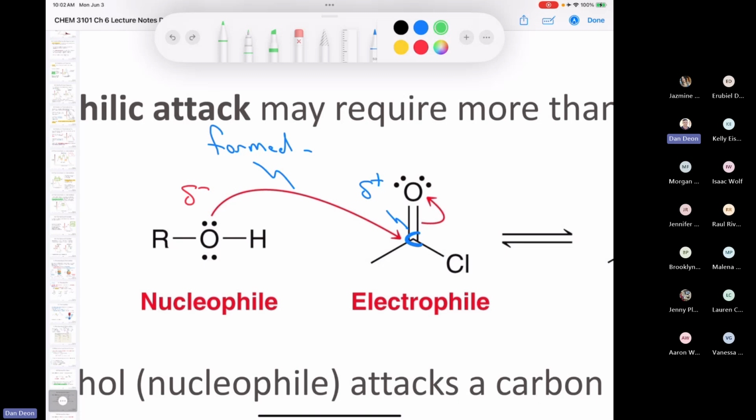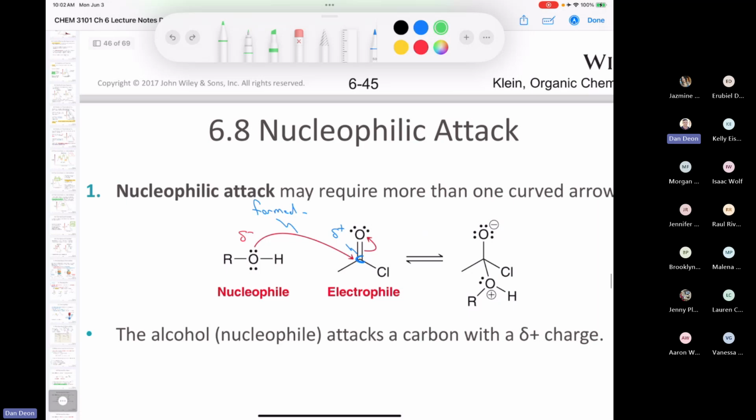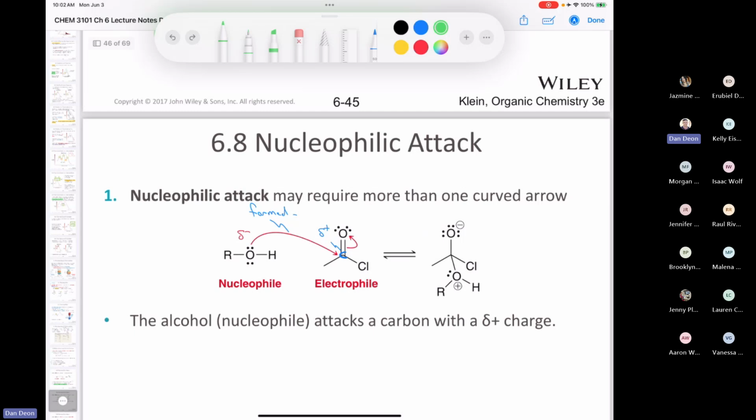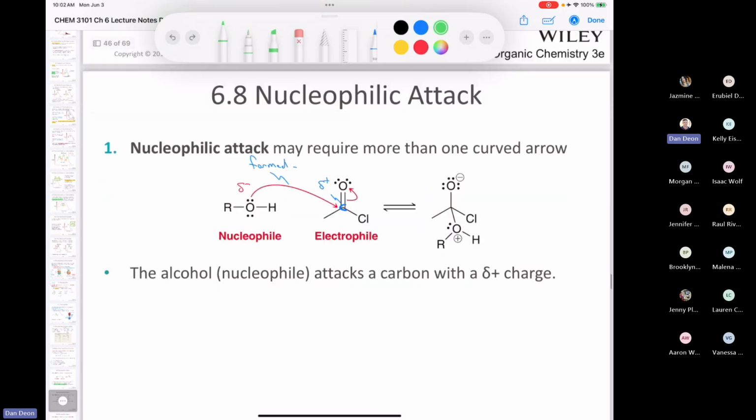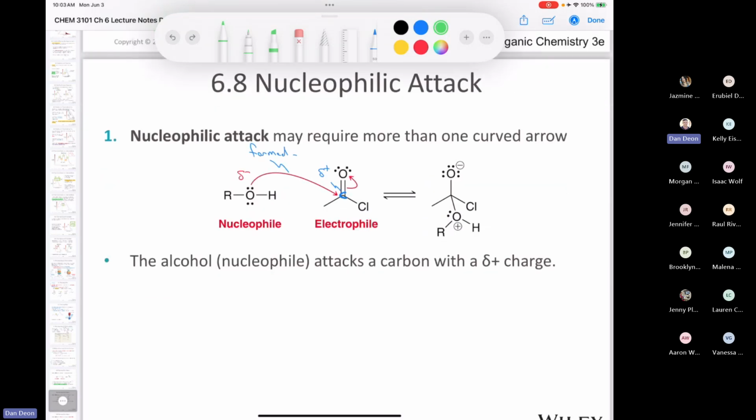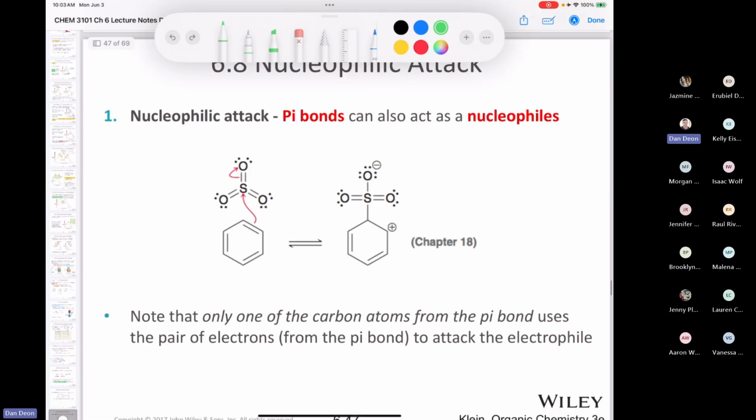So the nucleophilic attack occurs, and then we break this pi bond and put the pair of electrons up on the oxygen. And remember, when oxygen has 3 lone pairs and 1 bond, it has a negative charge. And then, of course, the oxygen from your nucleophile has 3 bonds and 1 lone pair, and so it has a positive charge. So there you go. That's a nucleophilic attack of this alcohol on this acid chloride. Let's take a look at another one.